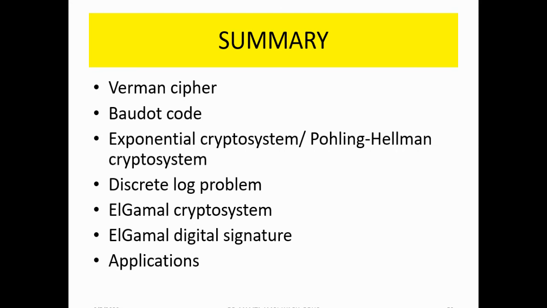So we are done with this lecture. Let us see what we have done in this third lecture of the fifth module. First of all, we did the Playfair cipher and then the Vernam code. After that, we saw the exponential cryptosystem, or Pohlig-Hellman cryptosystem, then the discrete log problem, and then the Elgamal cryptosystem, which was based on the discrete log problem. Then we saw the Elgamal digital signature scheme, and finally the applications.